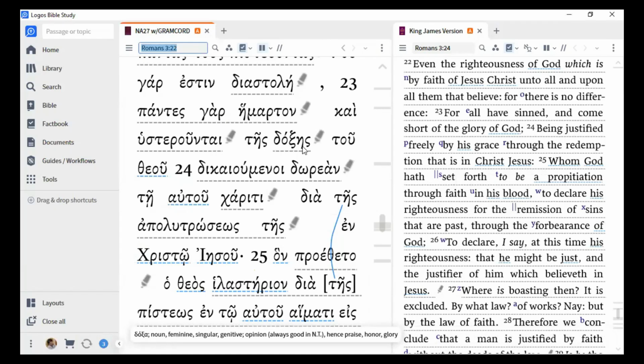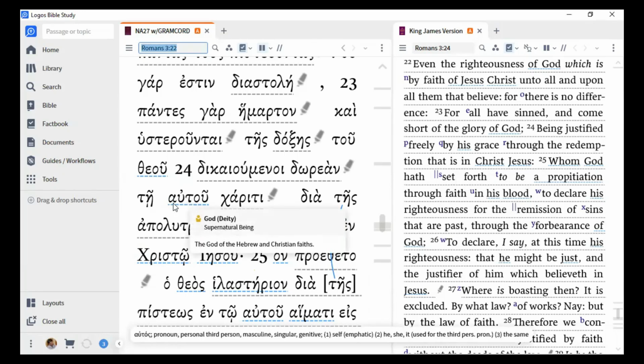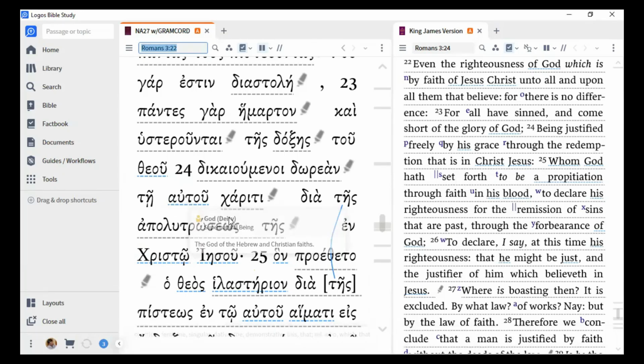Jesus' blood on the cross is all the payment. Jesus Christ laid down his life for us on the cross, and that is the main cause of this free gift. Being justified freely by His grace. Autou means His grace, God's grace.